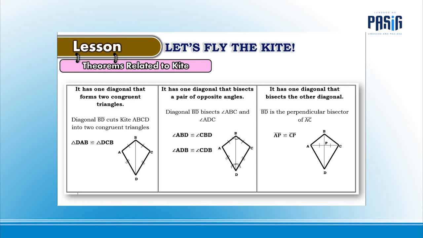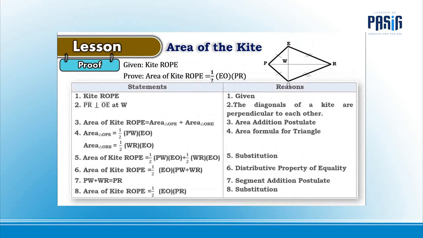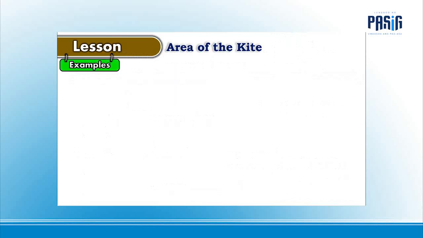And the last theorem related to kite is, it has one diagonal that bisects the other diagonal. BD is perpendicular bisector of EC, in which AD is congruent to CD. The area of the kite is equal to half the product of the two diagonals. Here is the proof of this theorem. Let us solve problems involving area of the kite.